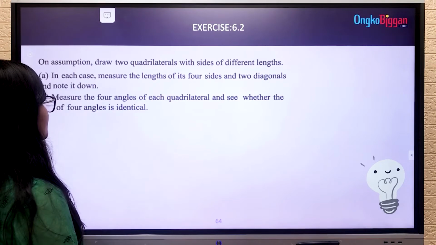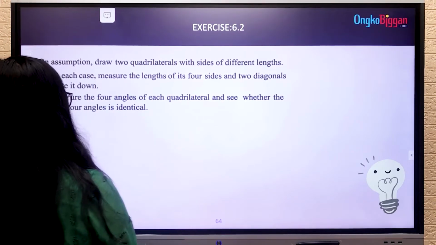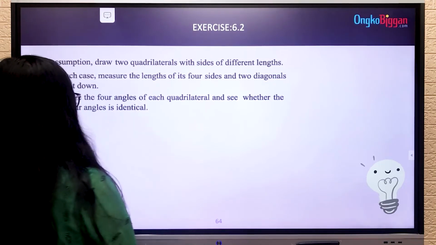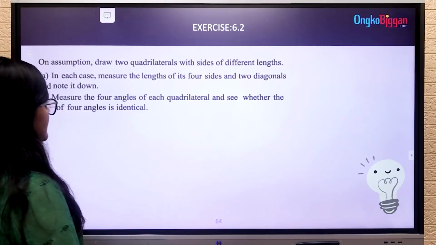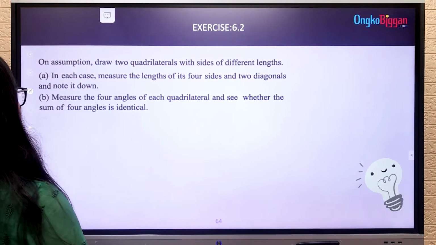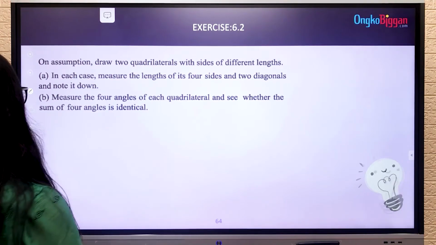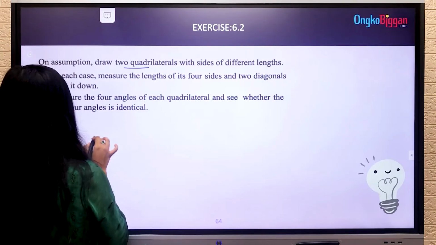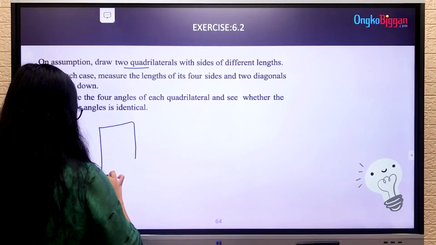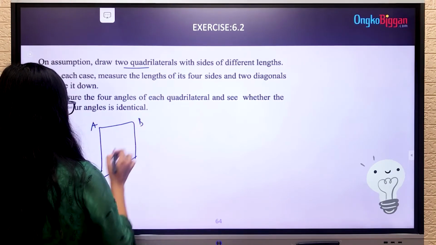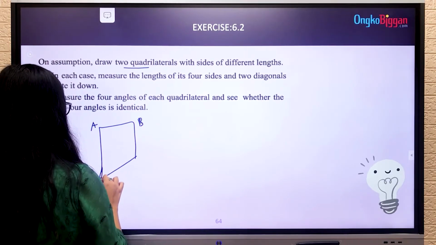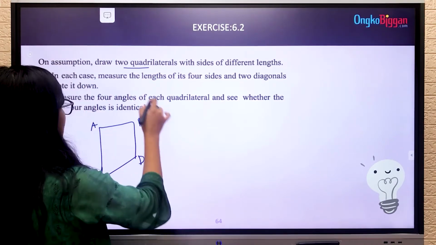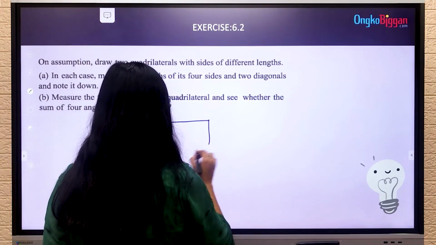On assumption, draw 2 quadrilaterals with sides of different lengths. In each case, measure the length of its 4 sides and 2 diagonals and note it down. Measure the 4 angles of each quadrilateral and see whether the sum of the 4 angles is identical. It's similar to the previous math. Firstly, we'll draw quadrilaterals with different lengths. I have drawn with free hand. You must use a proper scale and pencil while drawing. Then I will have to draw 2 quadrilaterals.